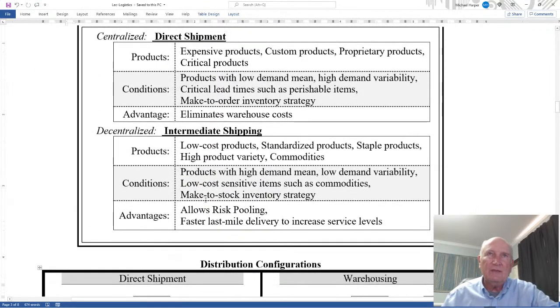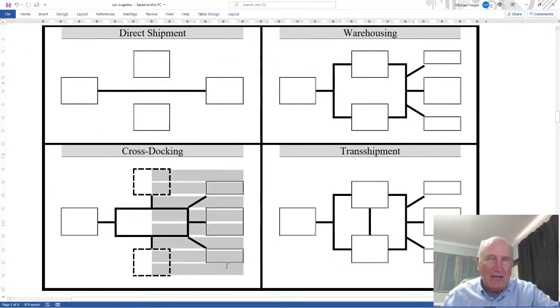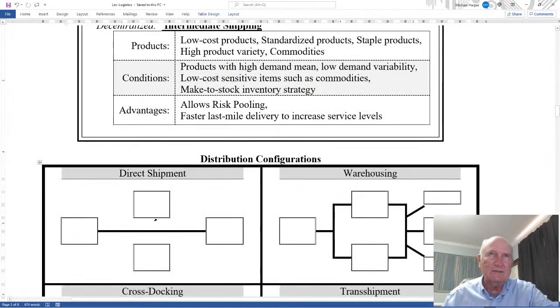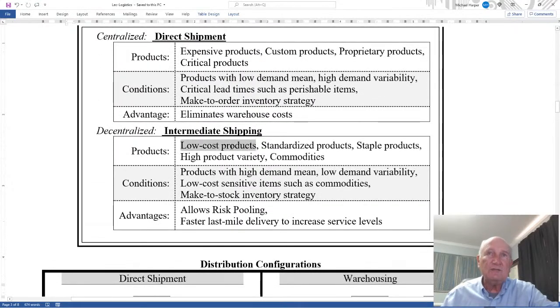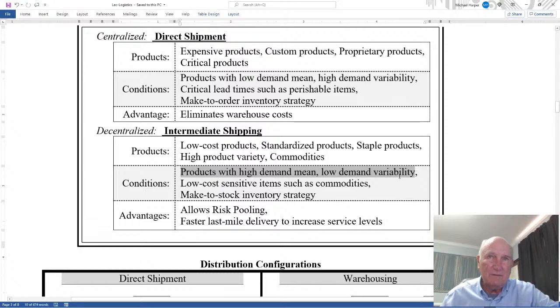So you do have intermediate shipping. However, the decision is made upstream on how that intermediate shipping is going to be conducted. Okay, the products: low-cost products, standardized products, staple products, high product variety, and commodities. And so therefore, you have the ability to satisfy multiple downstream demand channels. Conditions are products with high demand mean, low demand variability, low cost sensitivity items such as commodities, and make-to-stock inventory strategies.